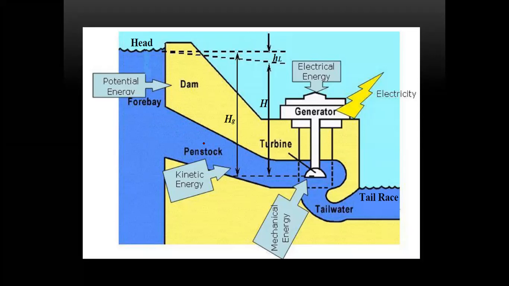So the blue color portion is the potential energy where the water is stored behind the reservoir, right? Next. When the water is flowing in this way, it is converted into kinetic energy. So this is a penstock where the water is flowing to the downward stream.